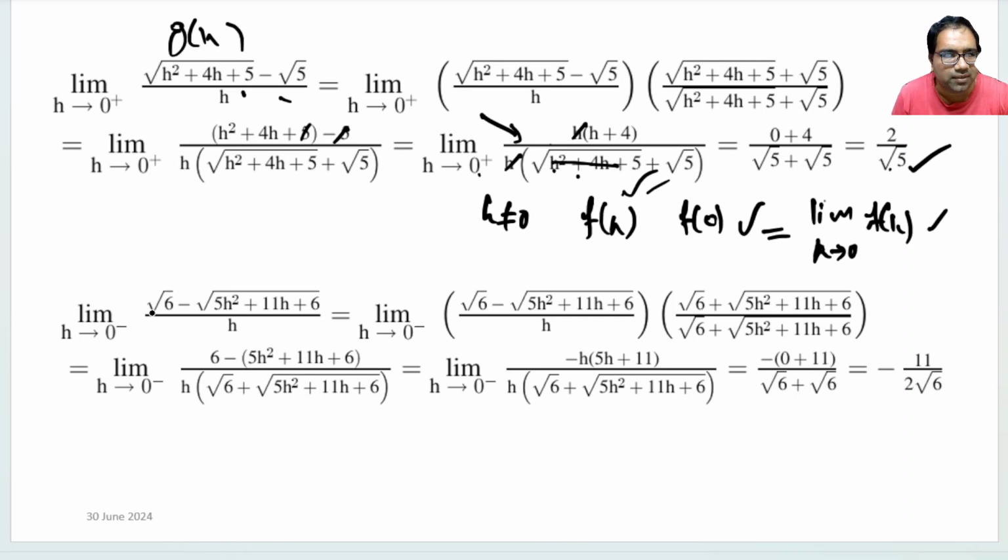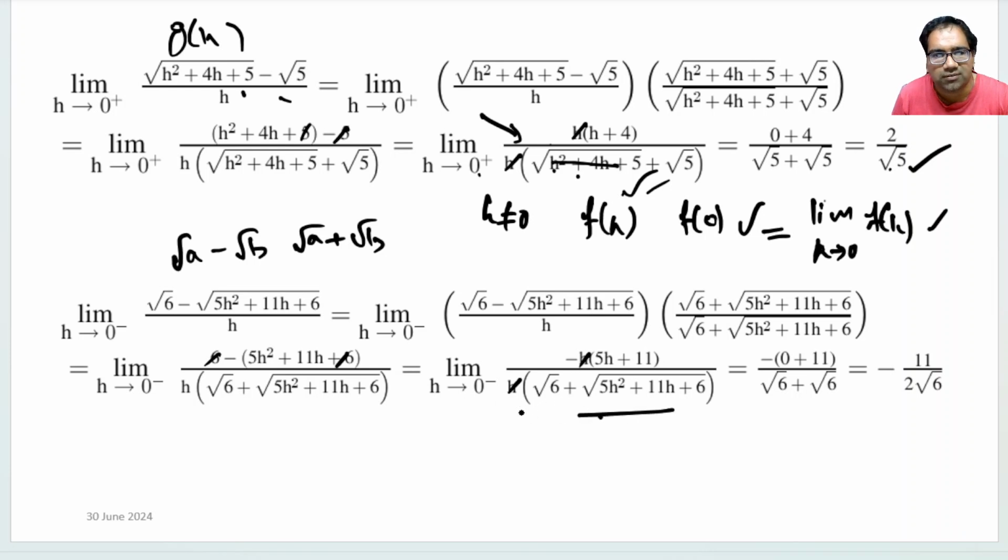Similarly, for 0 minus, it's a different function. Again, we'll multiply with the conjugate. The conjugate of root a minus root b is root a plus root b. So we'll multiply by root 6 plus whatever this expression. Again, a minus b into a plus b, a square minus b square. So this 6 and this 6 will get cancelled. We'll be left with minus of 5h square plus 11h. We'll take h common, and this h and this h will get cancelled. We'll be left with minus 5h plus 11 by under root 6 plus 5h square plus 11h plus 6.